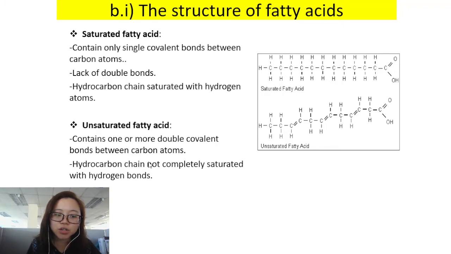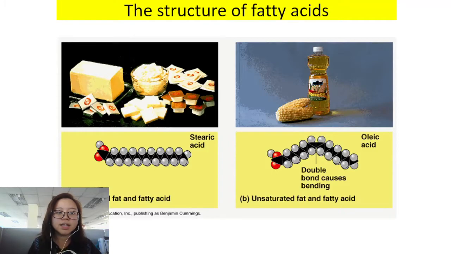In unsaturated fatty acids, hydrocarbon chains are not completely saturated with hydrogen bonds. Ada boleh masuk lagi. That's what it means. Okay, so that is the C double bonds. These fatty acids will have the presence or the absence of the double bond will have a significant effect on the thing itself.